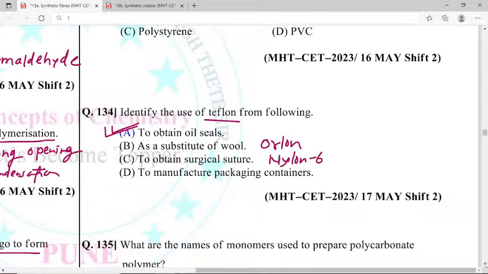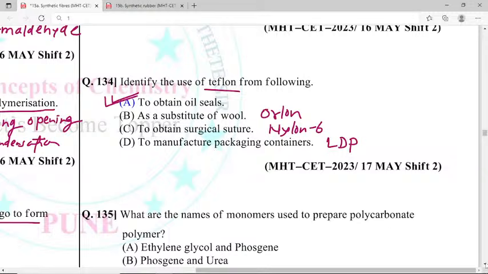To manufacture a packaging container, packaging container is made of low density polythene. This is again an important question for 2026.